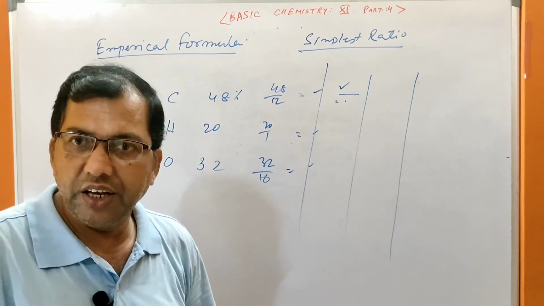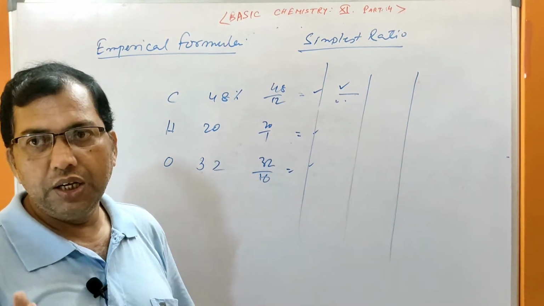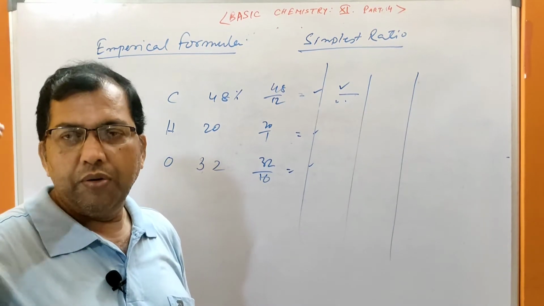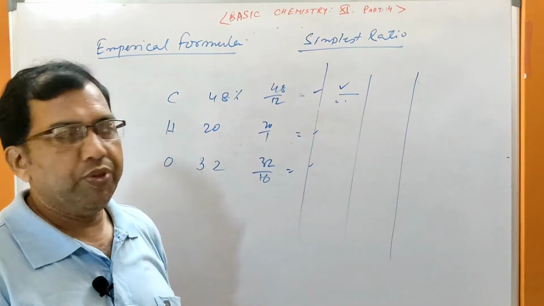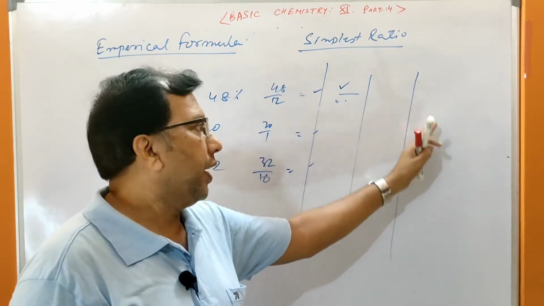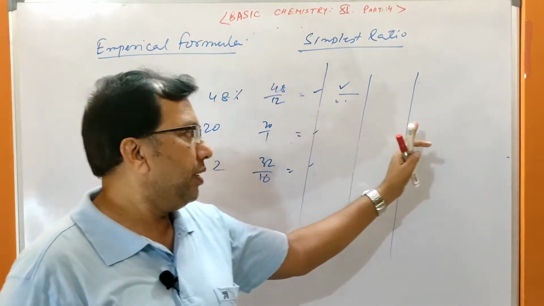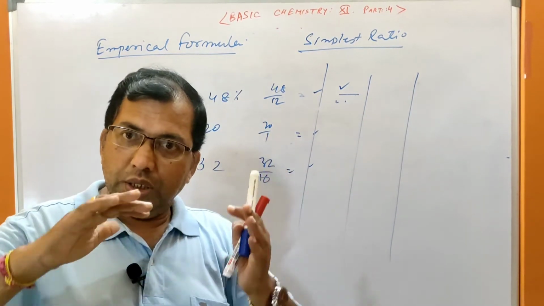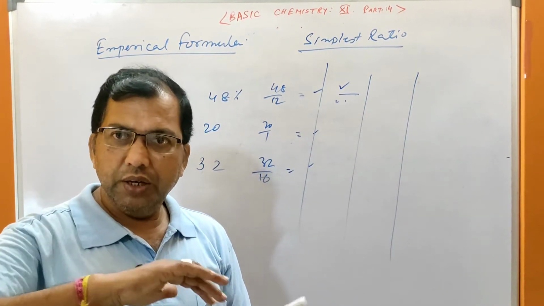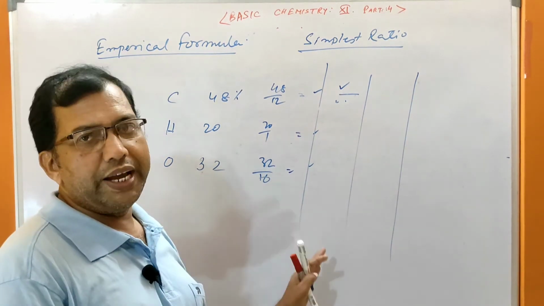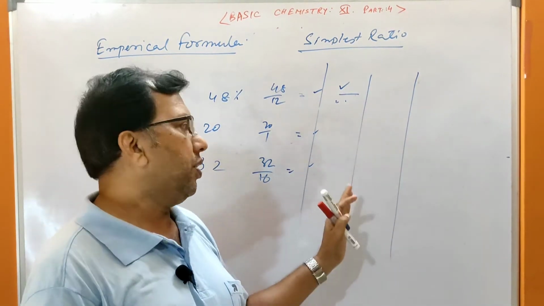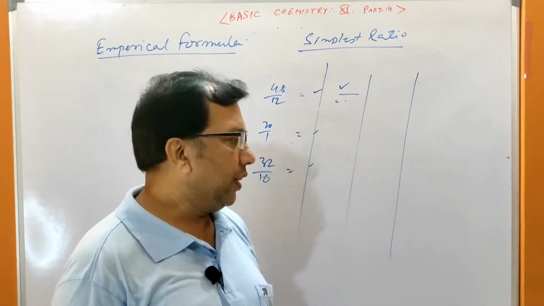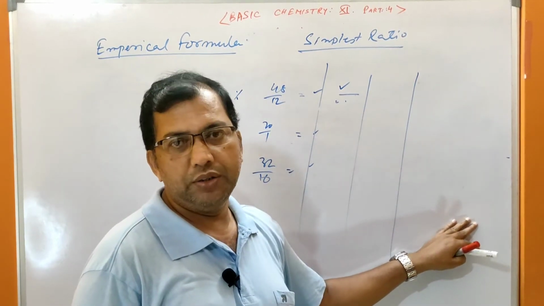And finally, lastly, write down the symbols of different elements side by side, with a subscript at the lower right corner, and this will give the empirical formula.